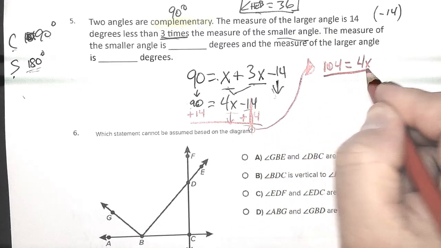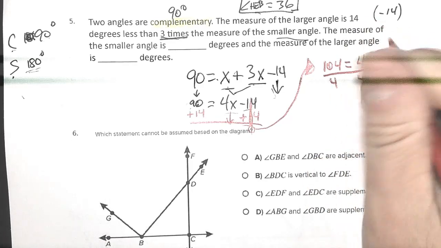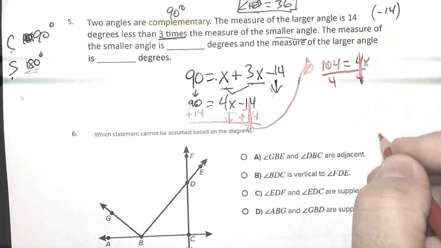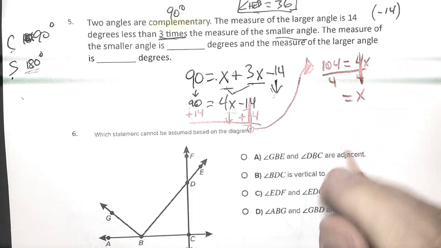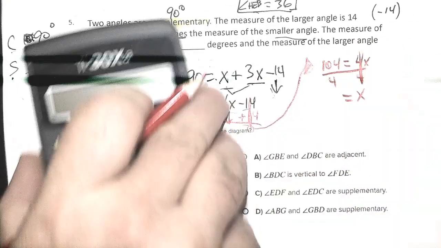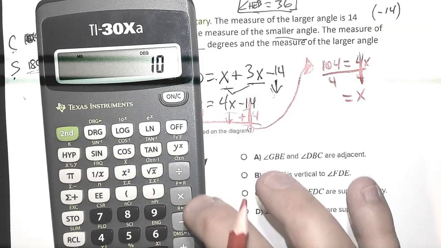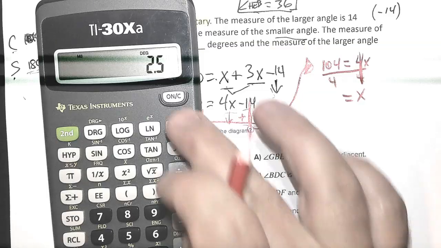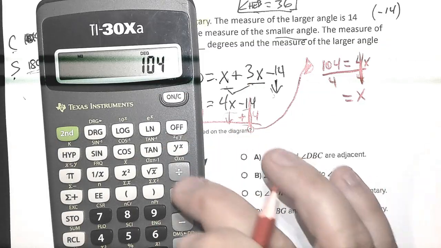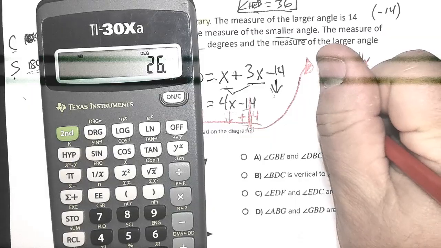Now we want to divide both sides by 4. The 4's cancel here. The equals comes down, so x equals, and then we're going to take our calculator. 104 divided by 4 is 26.